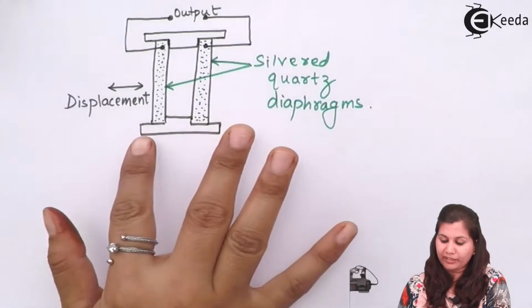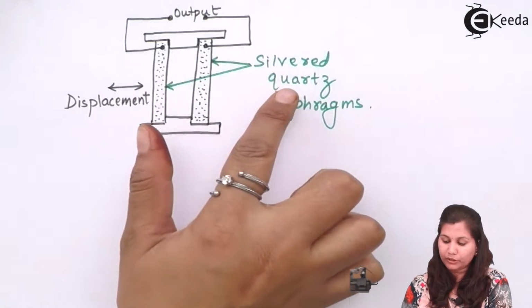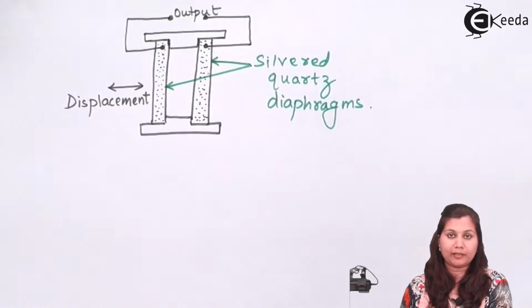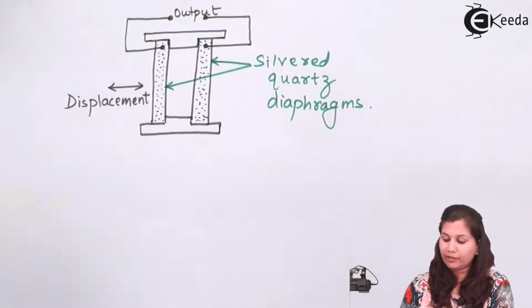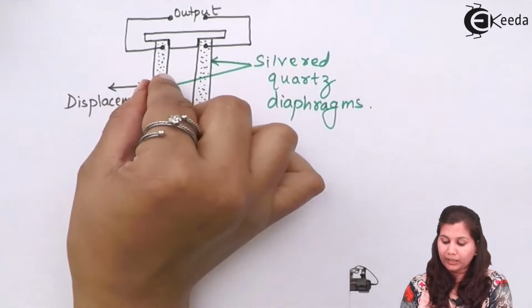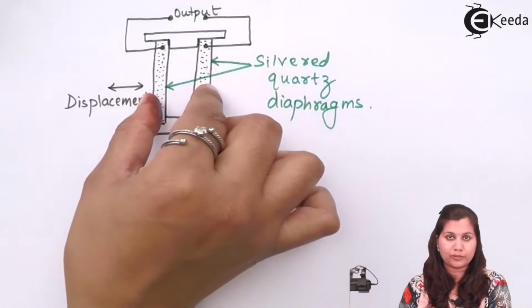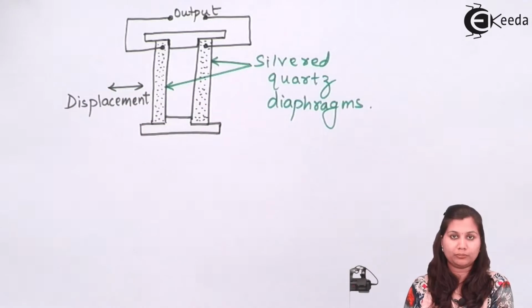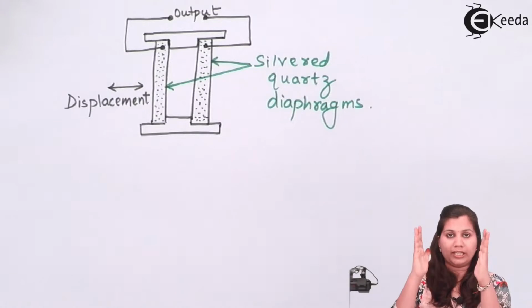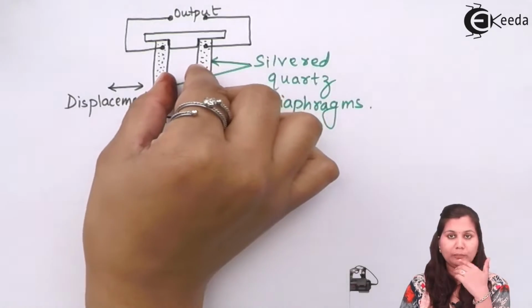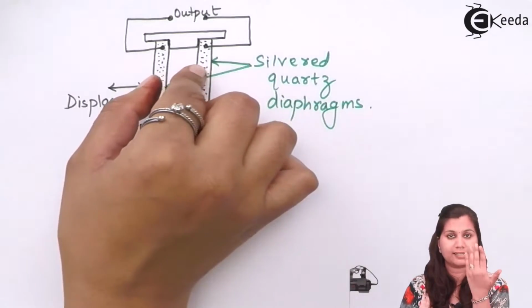So in this type of arrangement, we are using two silvered quartz diaphragms. The diaphragm is the primary sensing element for the pressure. They are generally used for measuring pressure. When pressure is applied, the diaphragm changes its shape. When they are in their relaxed position, meaning no pressure is applied and a vacuum condition is obtained, they are in their flat condition. So at that time the distance will be different.